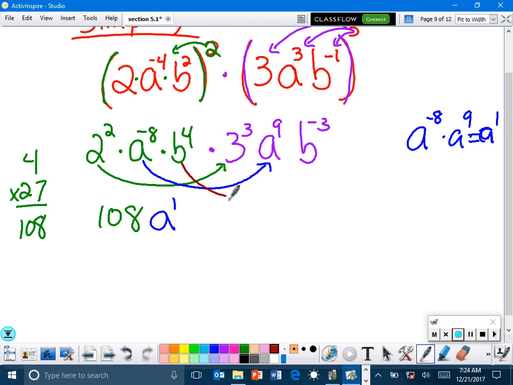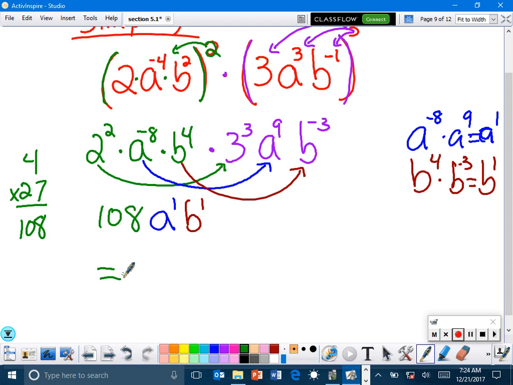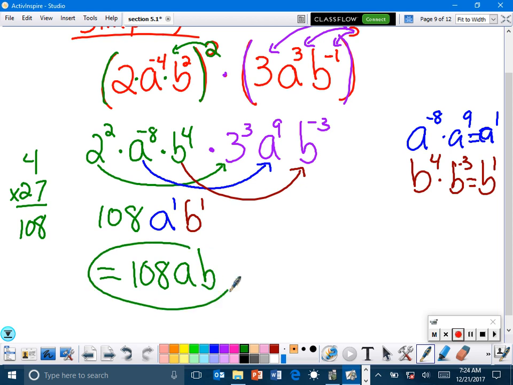Okay, now I'm going to do the b's. Same thing with the b's, right? So b to the fourth power times b to the negative 3 power, I add those together, that's b to the first power. Now, I don't quite like that answer like that because we don't need the 1 for the exponent. So we're just going to write 108 times a times b. Remember, if there is no exponent there, it is implied that it is a 1. But if you need to, you can get rid of it.